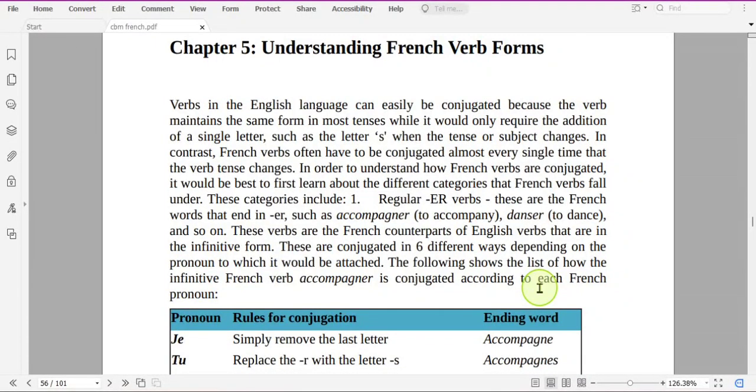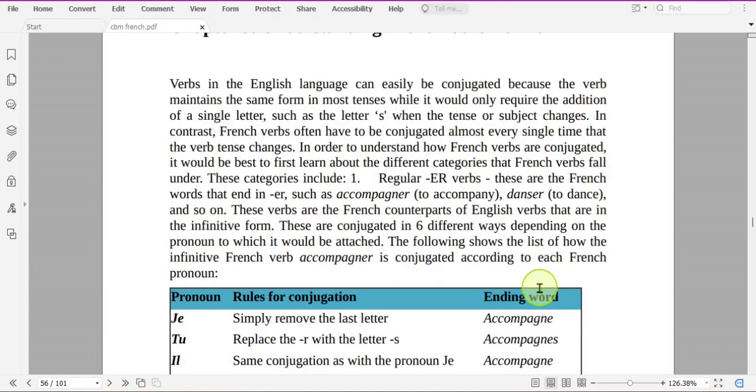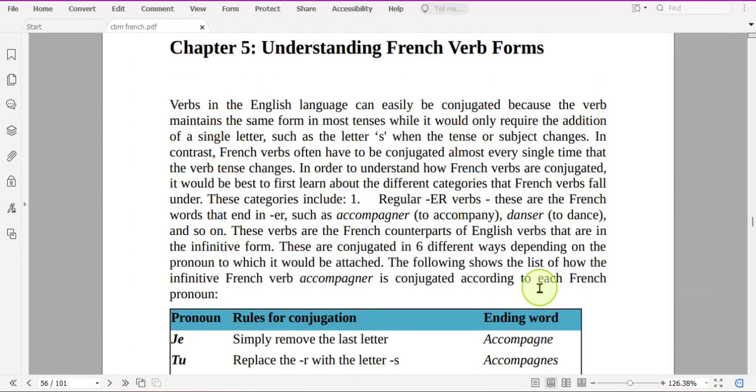Now, let me brush through chapter 5, understanding French verb forms. I'll give you time to just read through this right now. You know what I'm saying? I'll give you the chance to read through this before explaining what's on the table. Let's give it 30 seconds. Read through this text and browse through quickly before I talk about what's in the table.